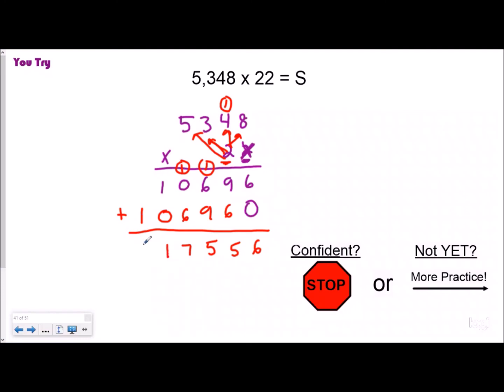I have a 1, and then I don't have anything here, so if you needed to, you could put a 0, and I have my 1 in my 100,000s. So my product is 117,556. If you got that right, and you feel very confident, go ahead and stop and work on whatever your teacher has for you to work on. If you need another example problem, keep watching because we'll do one right now.